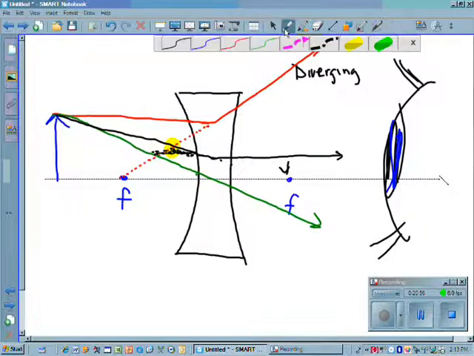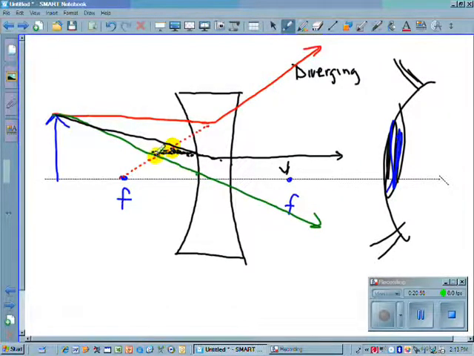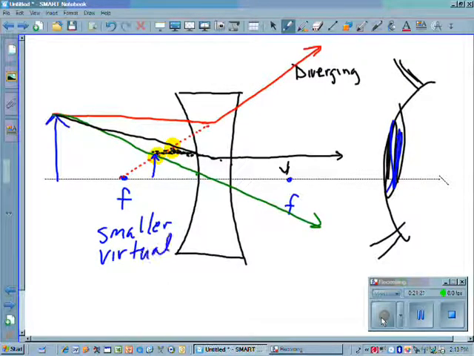Okay. So this is what I'm wanting to do right there. Everybody with me there? So now, if I were to draw that blue arrow to where all those lines intersect, watch what happens now. So now the arrow is what? Smaller. You're right. It's virtual. And it is upright.